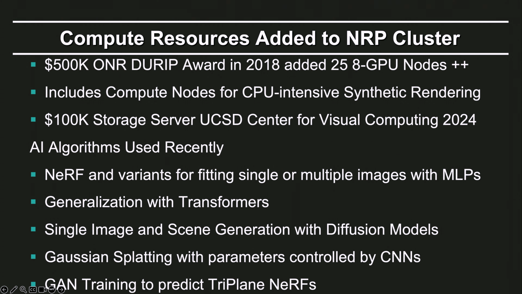The AI algorithms that we've used recently are the classical neural radiance fields and fitting from single or multiple images with multi-layer perceptrons. But we also work on generalizable NeRF models, which is a computationally heavier task where ultimately at inference it may be easier, but you want to be able to learn across a range of different models so that you don't have to optimize for each model separately. And that has used methods like transformers.